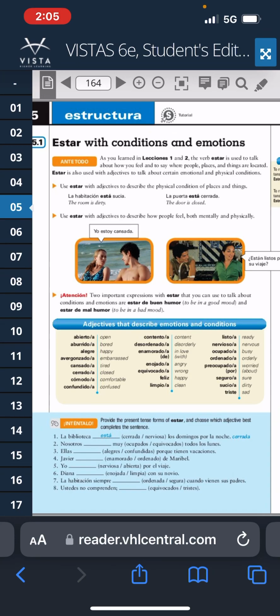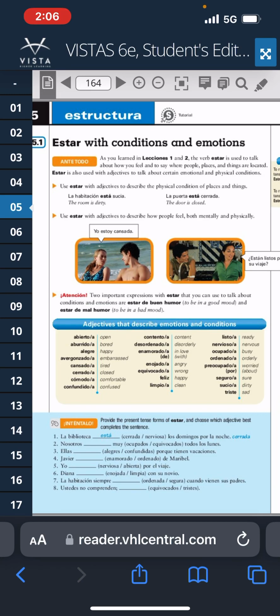Estar with conditions and emotions. As we learned in lessons 1 and 2, the verb estar is used to talk about how you feel and to say where people, places, and things are located. Estar is used with adjectives to talk about certain emotional and physical conditions. Use estar with adjectives to describe the physical condition of places and things.